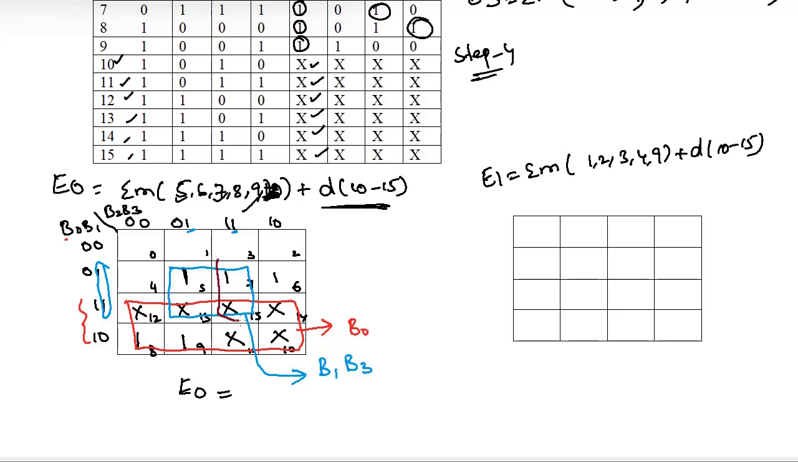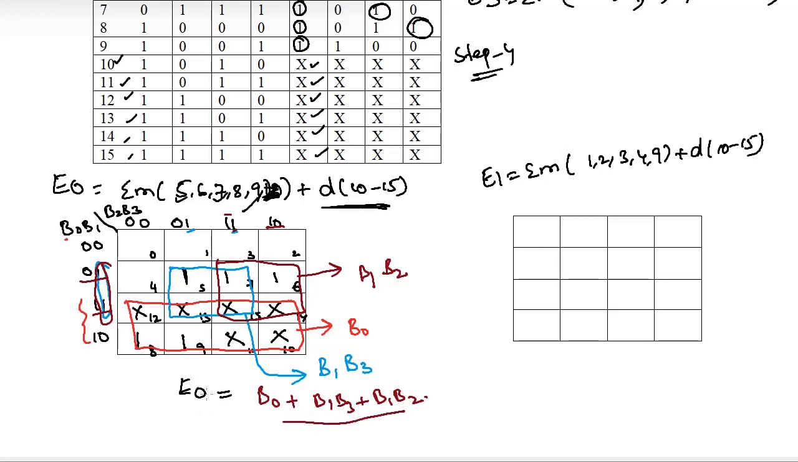This is my third group. The third group also belongs to row 0, 1, row 1, 1, but the column is different: column 1, 1, column 1, 0. For the row element, 1 is the common element, so 1 indicates B1. The column common element is also 1, and 1 indicates B2. So E0 equals B0 plus B1 B3 plus B1 B2. That is the minimized expression for the given value E0.